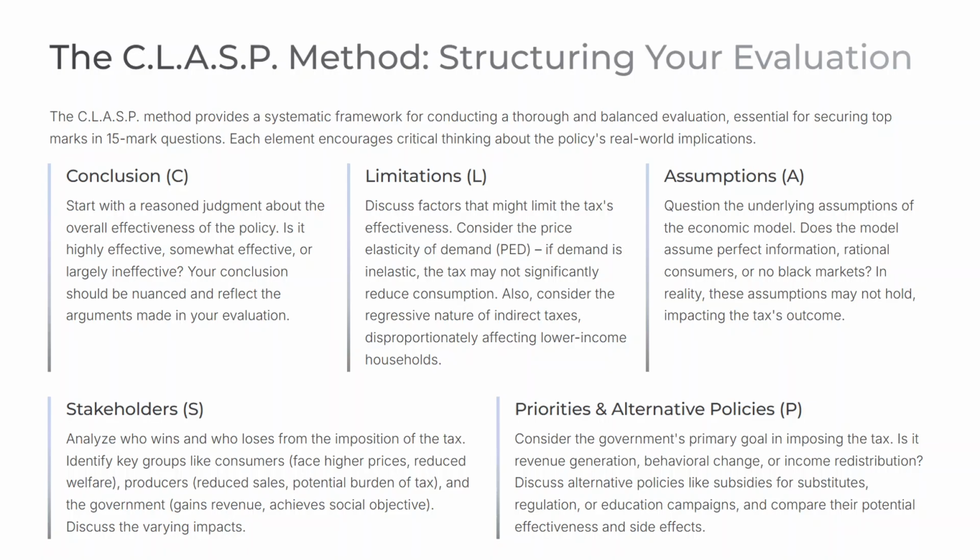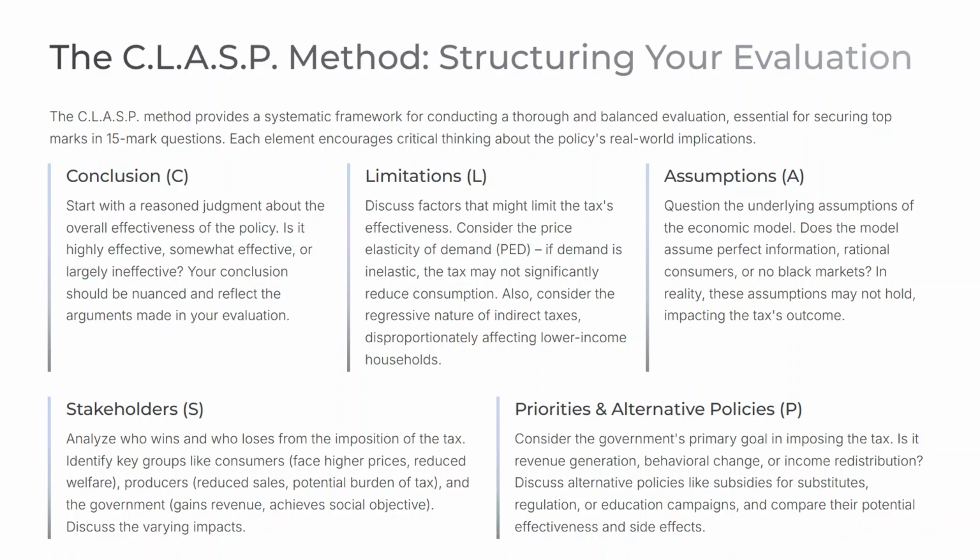Discuss the weaknesses of the policy. For a tax, you could mention that demand for gasoline is very inelastic, so the tax might not reduce consumption by much. You could also mention the potential for it to be regressive, hurting low-income individuals more. A for assumptions of the model. Does the theory always hold true in the real world?